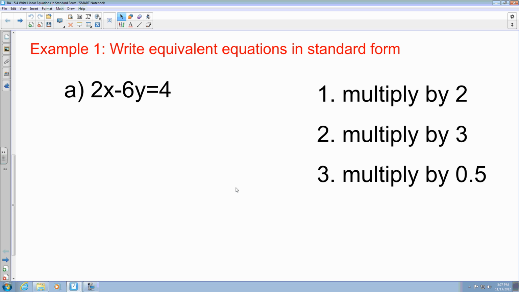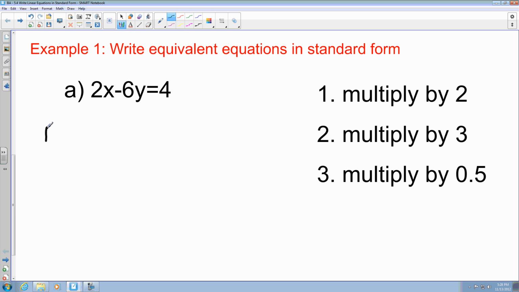Now, if you look at example A, we have an equation that is already in standard form, which is 2x minus 6y equals 4. Now, what I'm looking for is equations that are equivalent to that. So for number 1, I want to find an equivalent equation to our example that is multiplied by 2.